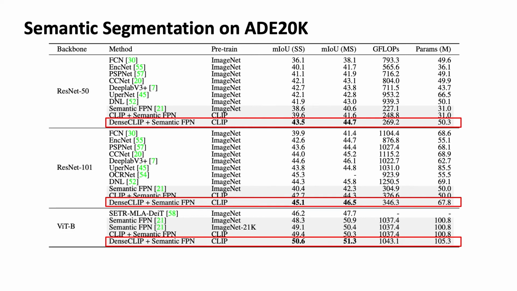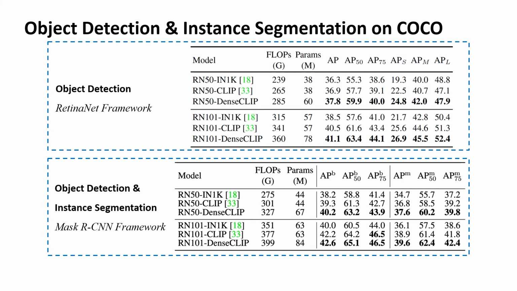A challenging semantic segmentation dataset. We compare the performance of DenseCLIP and existing methods when using the same backbone. The experimental results show that for the same backbone, our DenseCLIP with a simple semantic FPN can outperform the state-of-the-art methods that use more sophisticated decoders by large margins. For object detection, we apply the commonly used RetinaNet and Mask R-CNN frameworks. We can observe that DenseCLIP outperforms the ImageNet-1K pre-trained models. Meanwhile, it also improves the vanilla fine-tuning strategy on ResNet backbones.